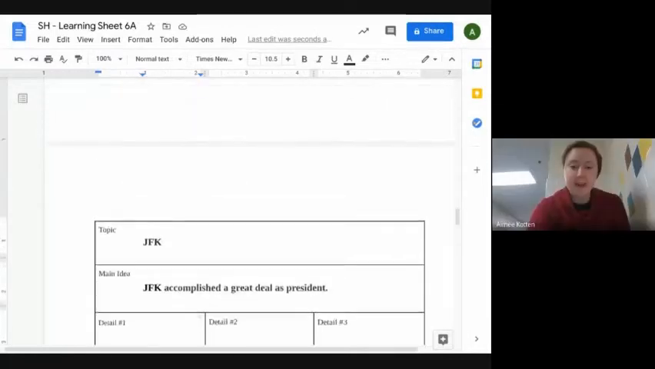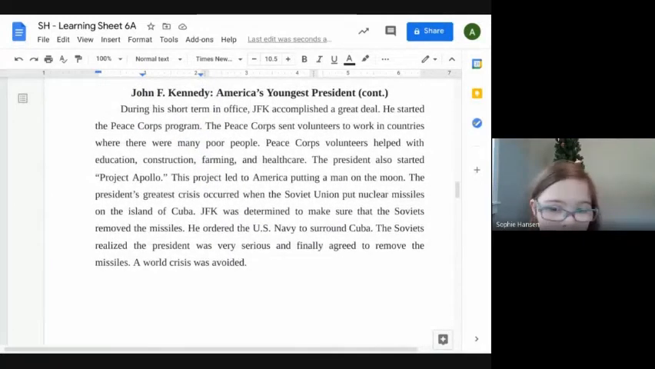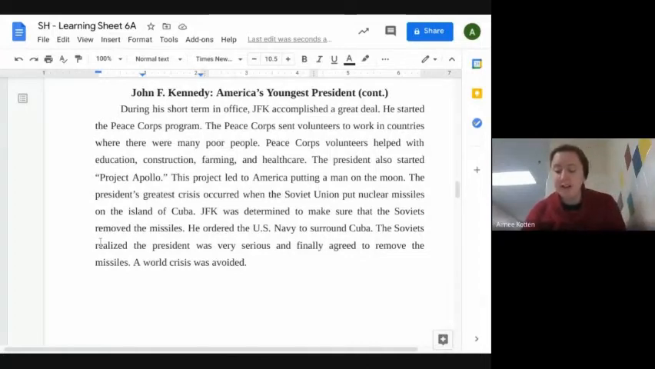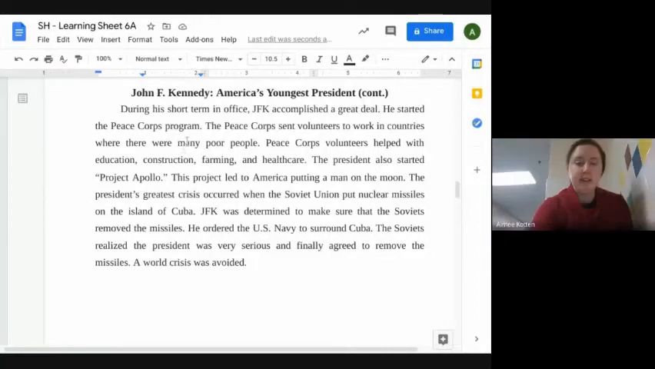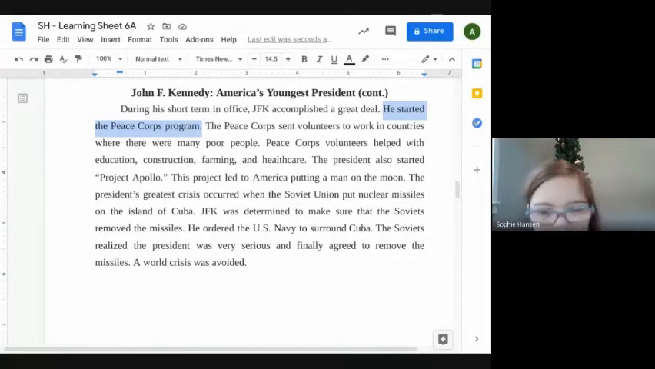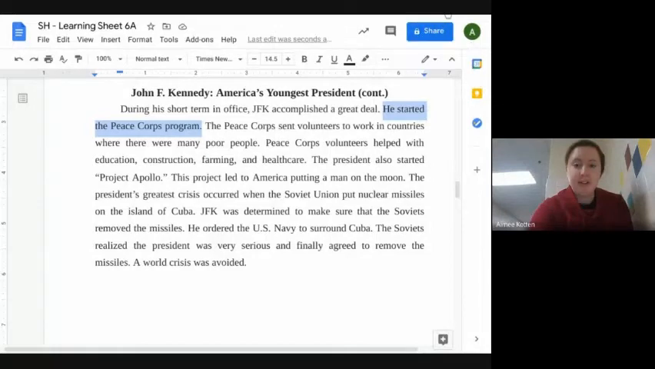So let's go back to the paragraph. I know that he was the president. So what tells us that he did a lot as president? How about in the second sentence here? I'm going to highlight it in blue right now. He started the Peace Corps program. That should be our first detail.